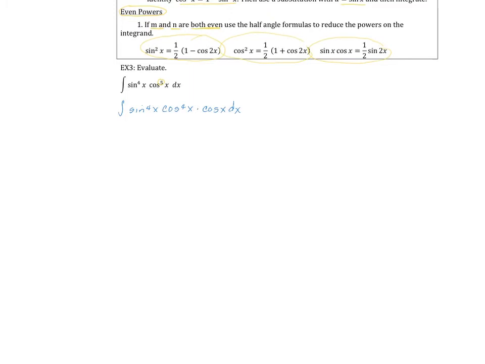All right, so I'm going to replace the remaining even powers of cosine with 1 minus sine squared. So if you want to write this out as cosine squared times cosine squared, that's fine. But really that's the same as 1 minus sine squared x quantity squared. It says the exact same thing.